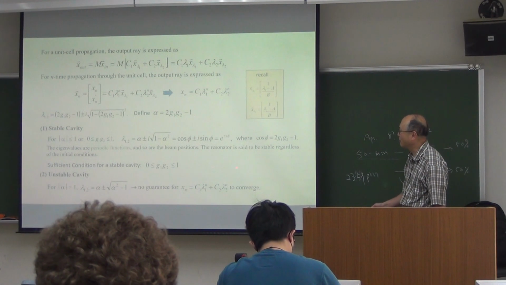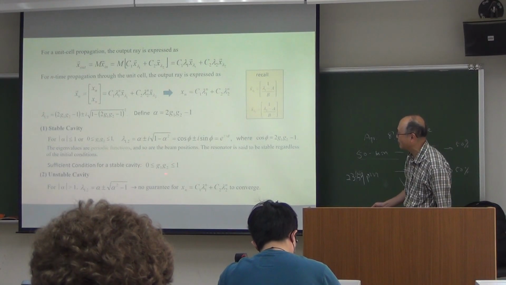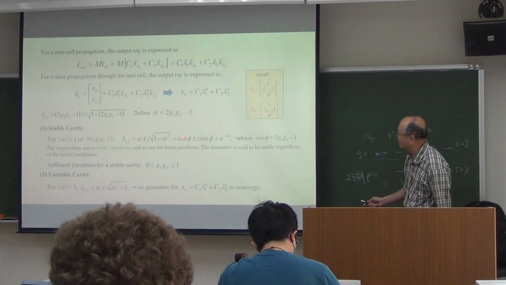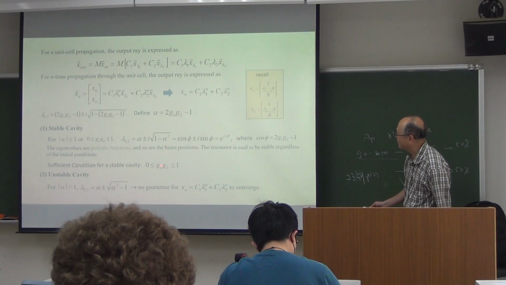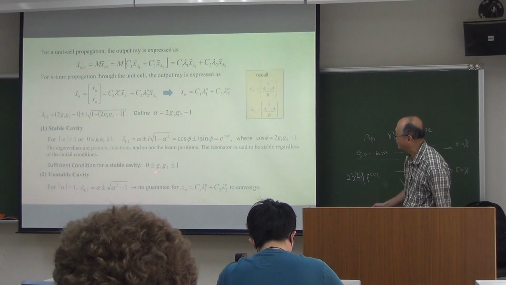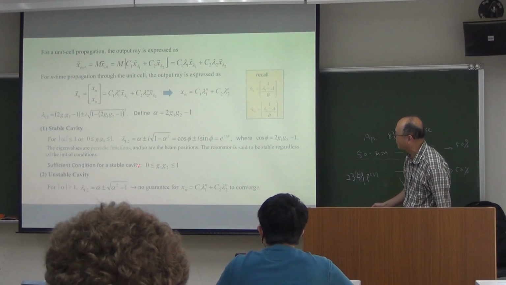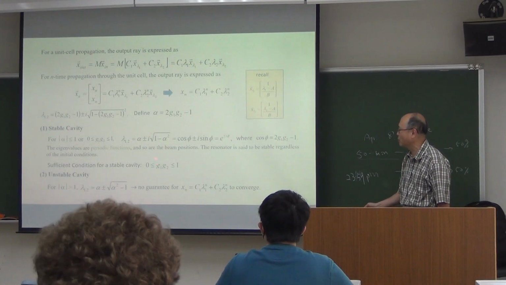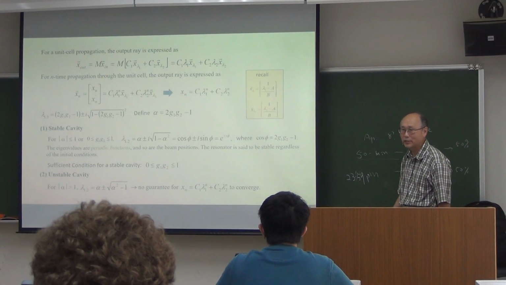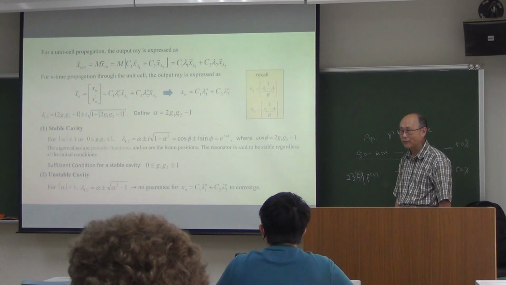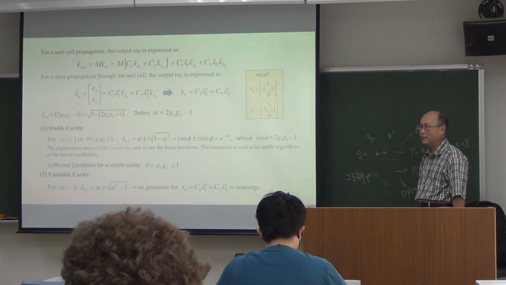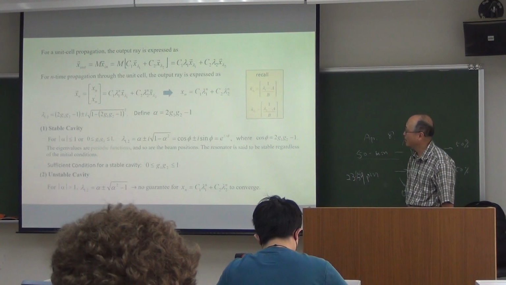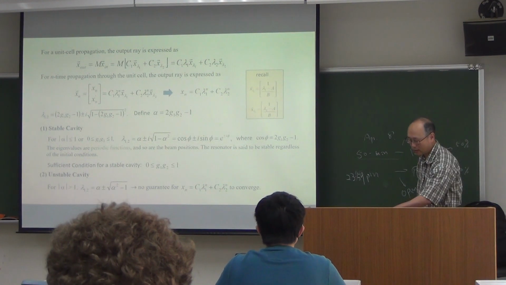So from here on, we'll pick this condition. If we set this alpha to be equal to cosine, this means that for the laser parameters g1, g2, the multiplication of these two has to fall between 0 and 1. So this will be the design rule for a stable cavity, but it's a sufficient condition. All right, is there any question? So I stop here a little bit.